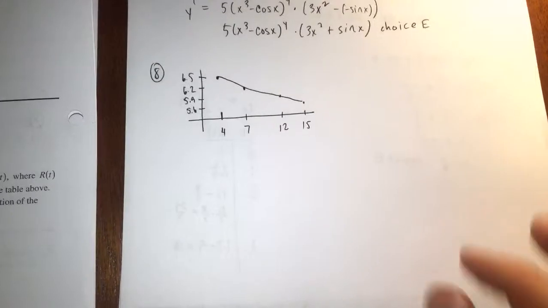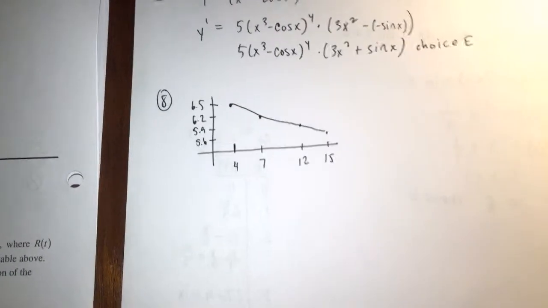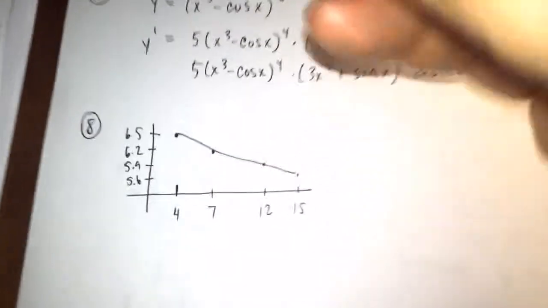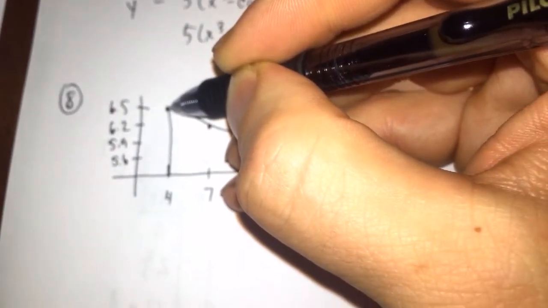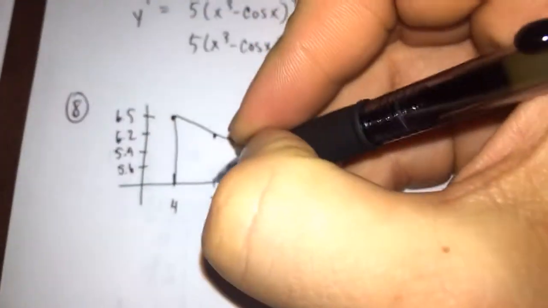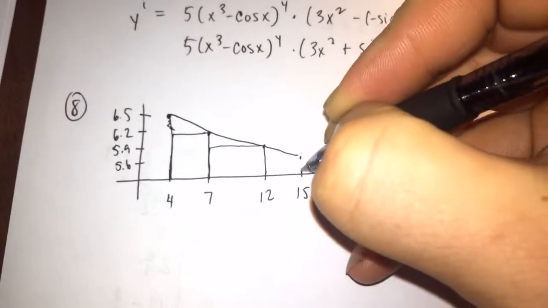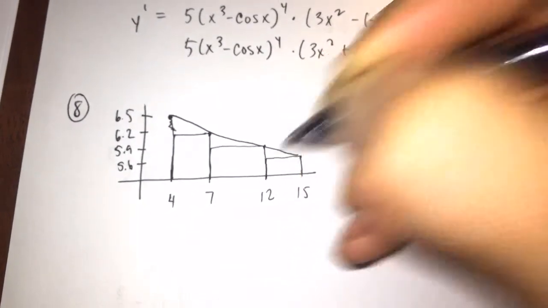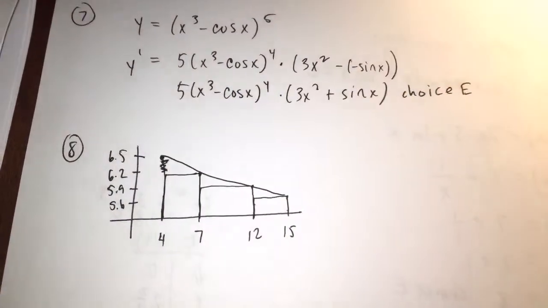For number 8, they give you a situation here about oil being pumped out. I graphed all of my values, and they want you to use a right Riemann sum with 3 subintervals. So basically what you're doing is to do a right one, you're going up, over and down, you're going up, over and down, and you're starting from the rightmost one, going up, over and down. What I did by accident, I started doing a left one by accident. My apologies.